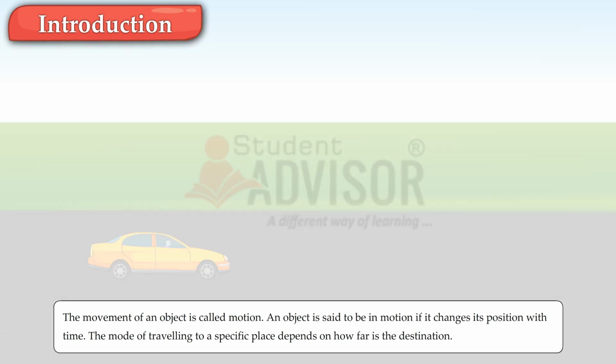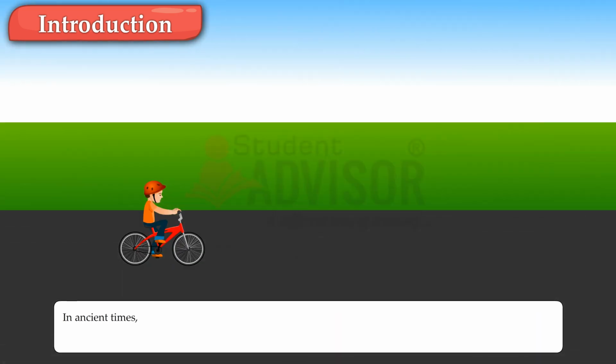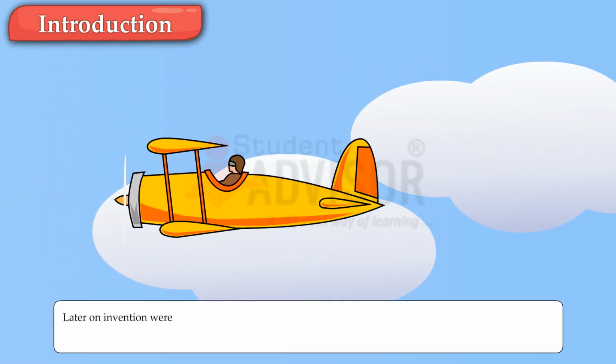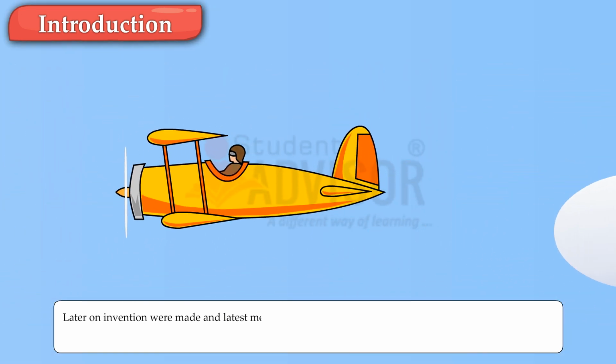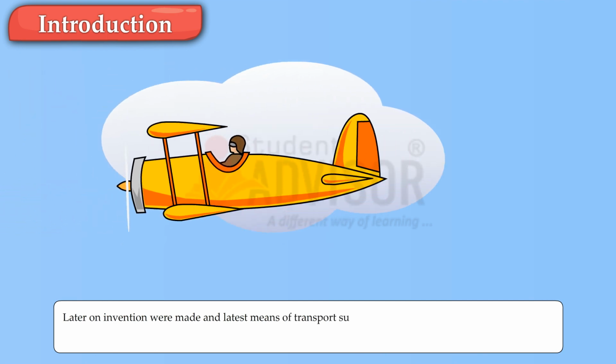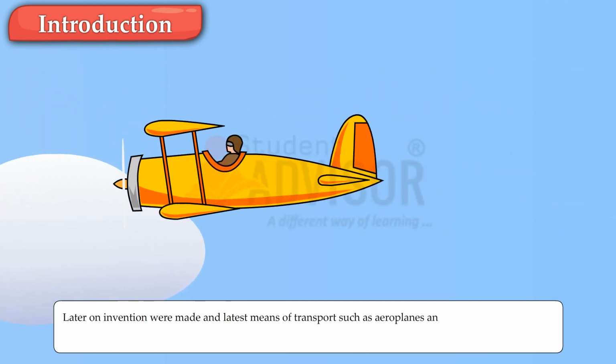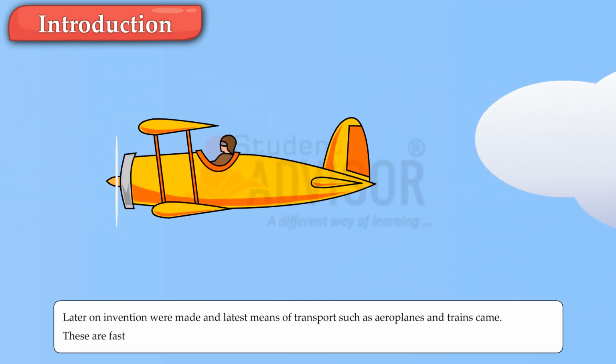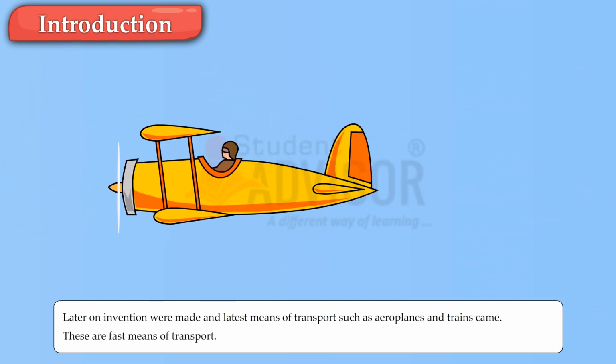In ancient times, people used to travel by bullock cart or bicycle, etc. Later on, inventions were made and the latest means of transport such as trains came. These are fast means of transport. The two places may be close enough or far away.